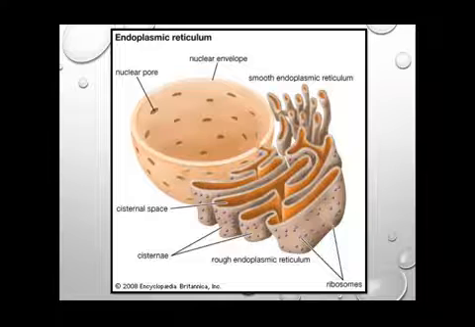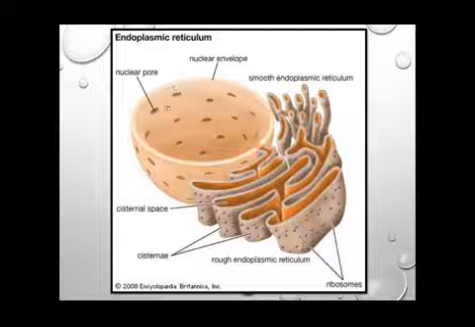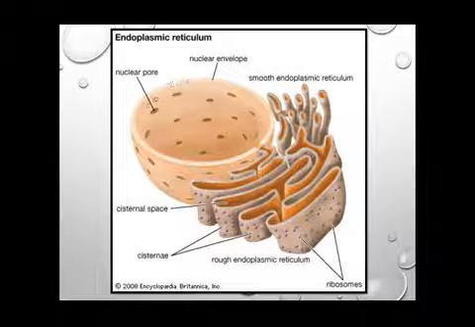Now this is the structure of the endoplasmic reticulum. You can see over here that it generally surrounds the nucleus. This is the nucleus, a diagrammatic pictorial representation of the nucleus, and around the nucleus this endoplasmic reticulum is found, which consists of different channel like structures, as you can see over here, and these channels are interconnected with each other.